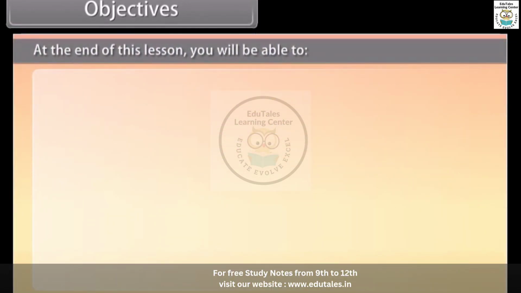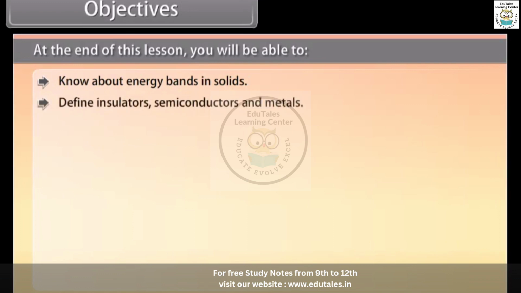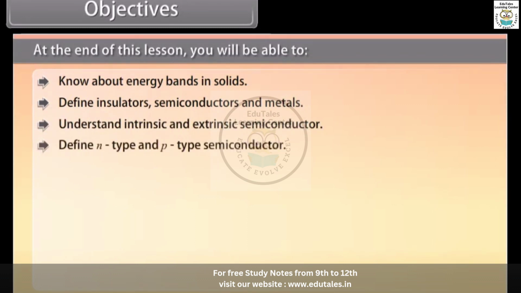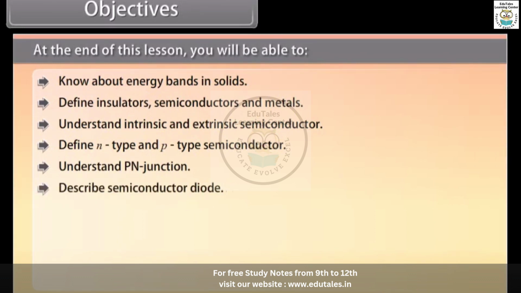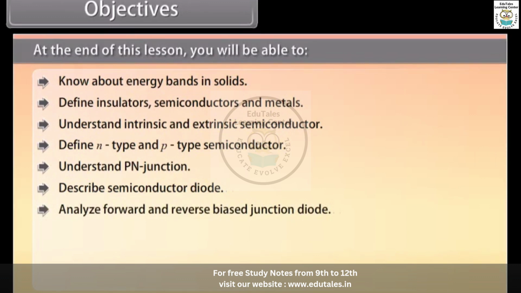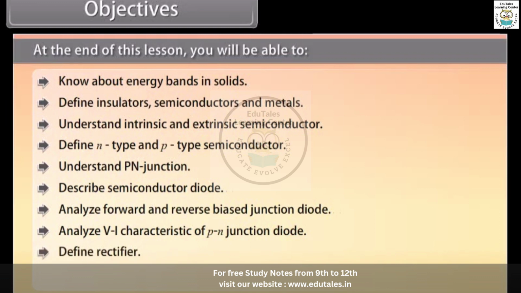Objectives. At the end of this lesson, you will be able to know about energy bands in solids, define insulators, semiconductors and metals, understand intrinsic and extrinsic semiconductors, define N-type and P-type semiconductors, understand the P-N junction, describe the semiconductor diode, analyze forward and reverse biased junction diodes, analyze the VI characteristic of a PN junction diode, define a rectifier, and explain the Zener diode.